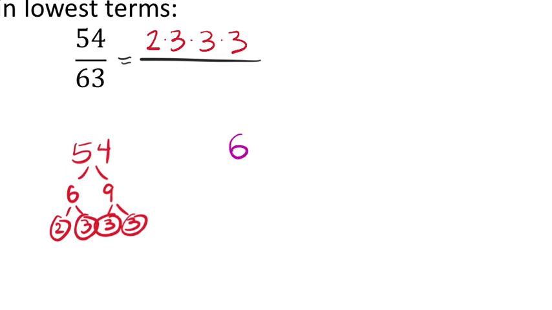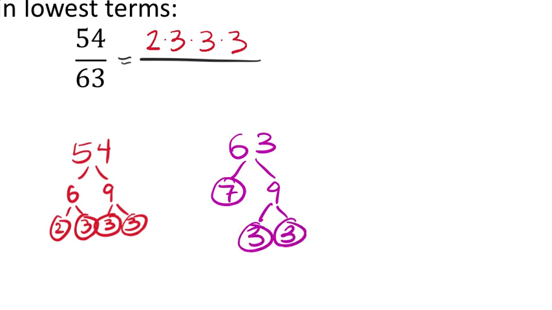But then I do the same thing with 63. Again, this would be 7 times 9. Well, 7 is prime, and then 9 splits up into 3 and 3, both of which are prime. So the prime factors of 63 are 7, 3, and 3.